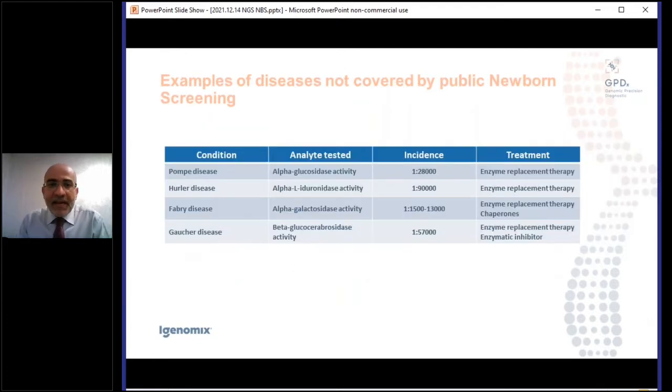However, we still have many conditions that are not included in many newborn screening programs. Here we have some examples, storage diseases that we have enzyme replacement therapy for, like Pompe, Hurler, Fabry, and Gaucher. All these conditions can be treated, and early diagnosis for these conditions is very important. This is why people kept adding more and more conditions to newborn screening, kept adding more methods, and now we will be looking at the utility of next generation sequencing.